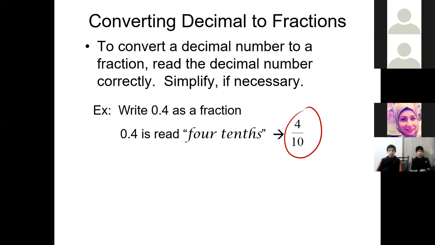Okay, now Jad Ismail. Yes. 0.05, how do we write it as a fraction?